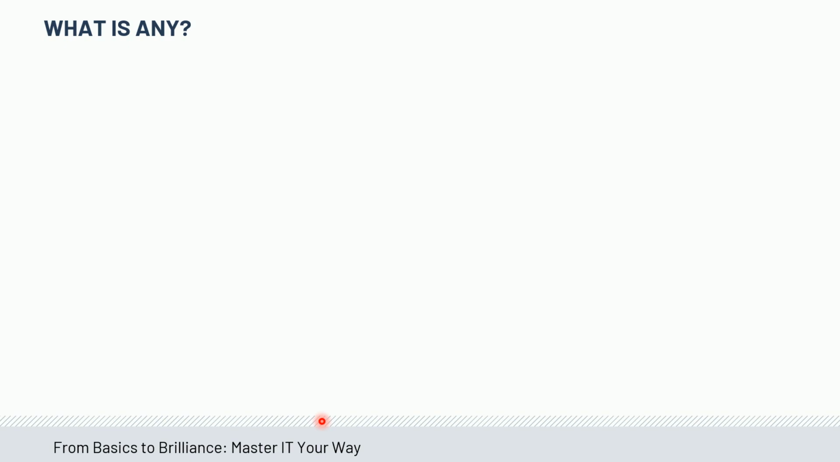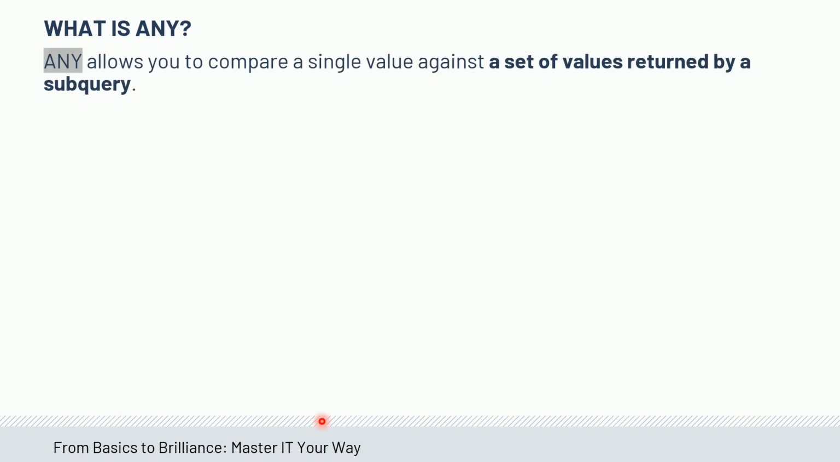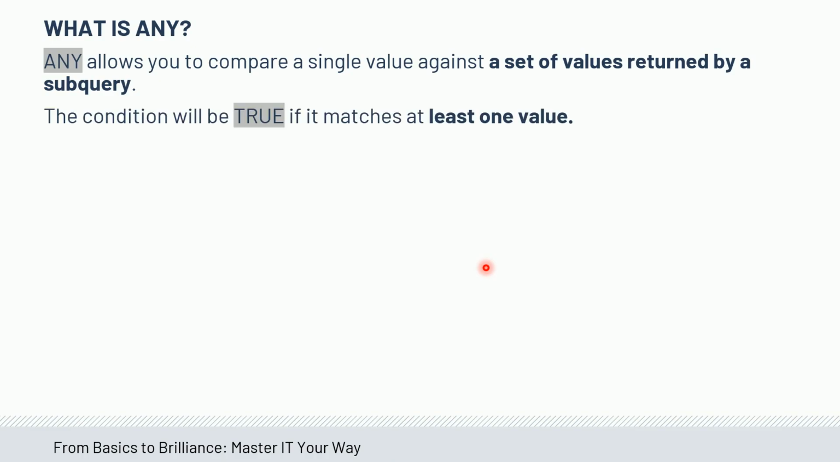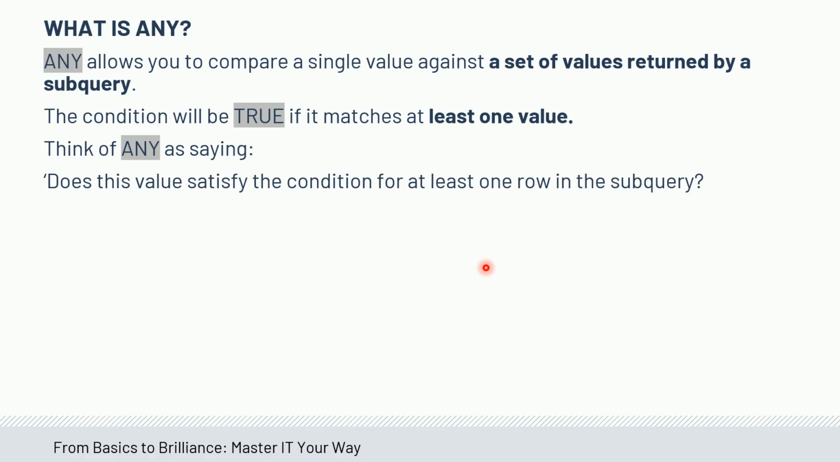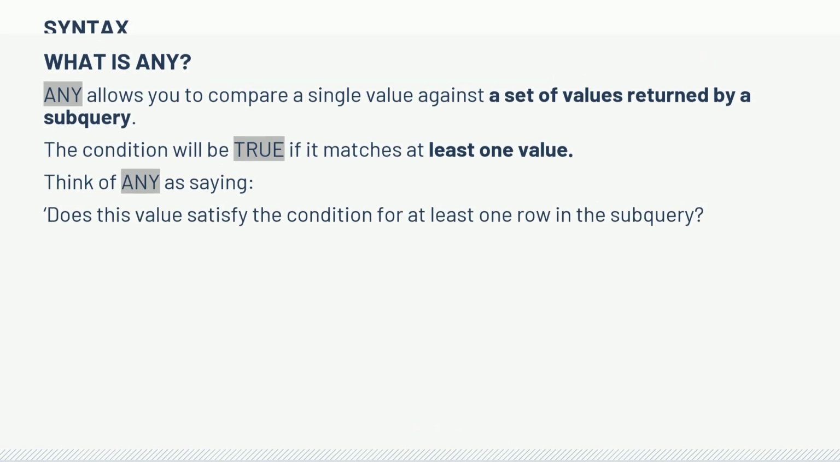So what then is ANY? ANY allows you to compare a single value against a set of values returned by a subquery. And the condition will be true if it matches at least one value. Think of ANY as saying, does this value satisfy the condition for at least one row in the subquery?